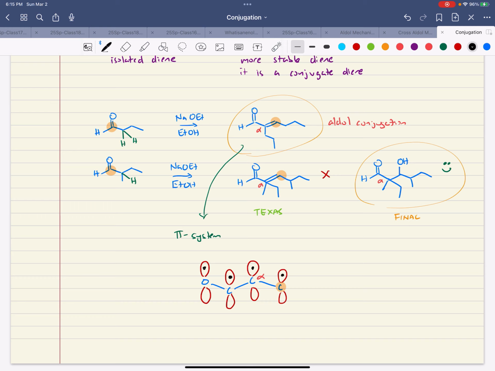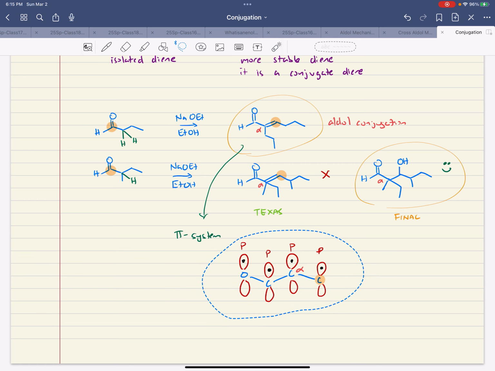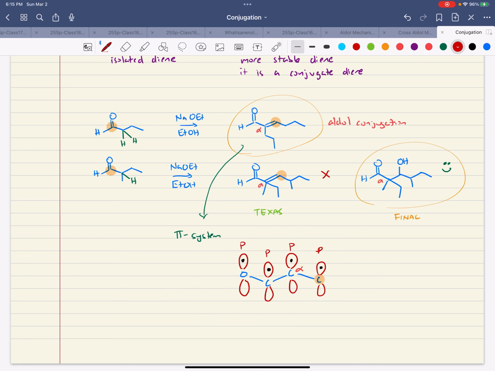What do you notice about the p orbitals? They're all in communication with each other. And so this is a very stable system, and in my mind, you will make it even without heat or acid. So there's your delocalization of the pi electrons. We have here a 4 pi electron, 4 atom pi system.